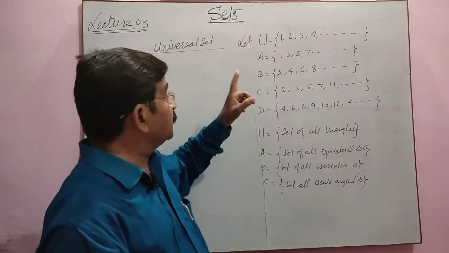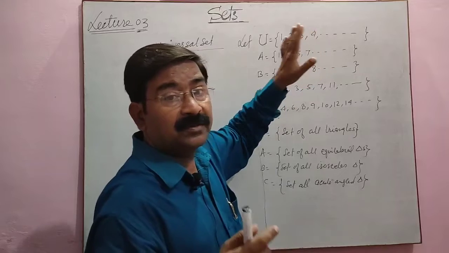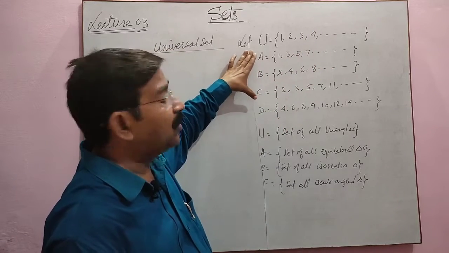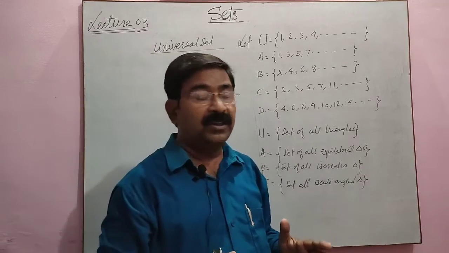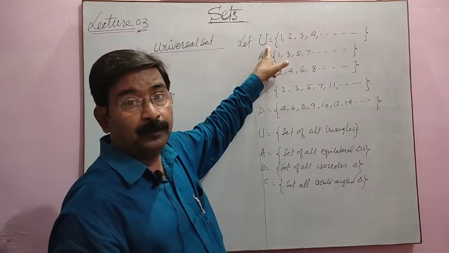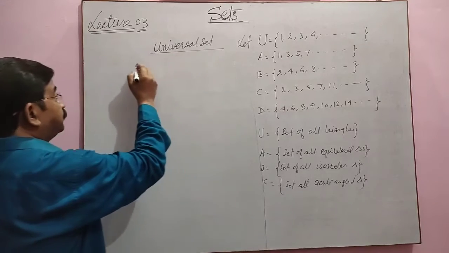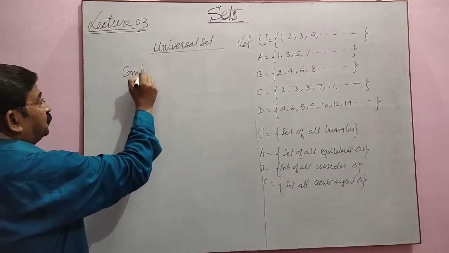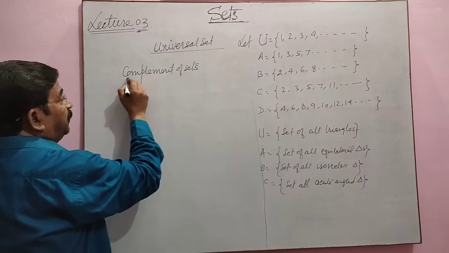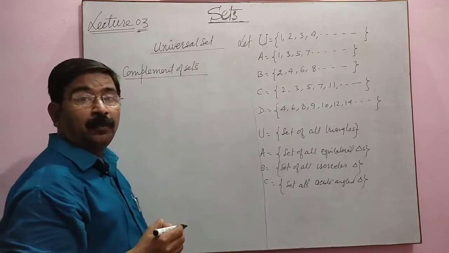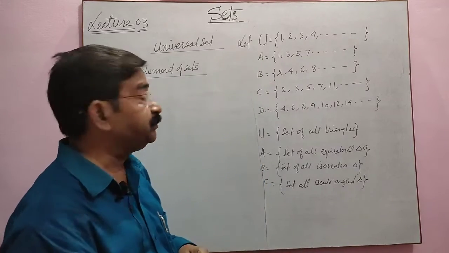Okay, so the universal set is a set containing all the sets of its own kind. Got it? This is called the universal set, and it is noted by U. Now one more thing I would like to add in this regard: complement of sets. Complement of sets means, suppose you are given a set A.